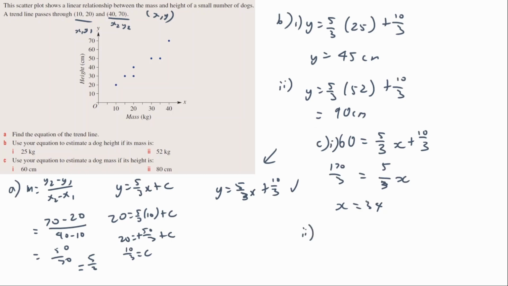Same thing here, except we're replacing y with 80 this time. That's now my equation. And once you solve that following the steps like we did before, you'll get a value of 46 kilograms. Give yourself a tick for each one you got correct there.